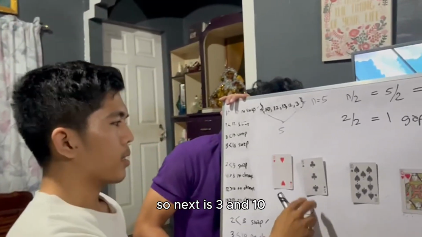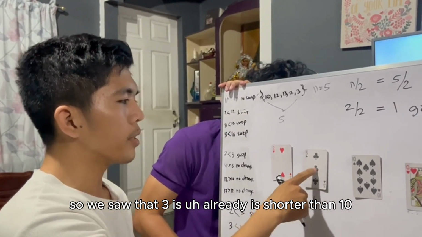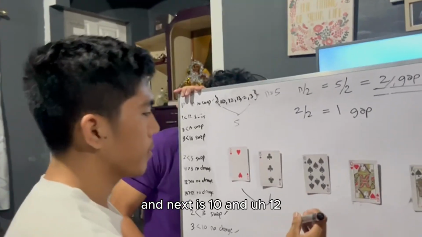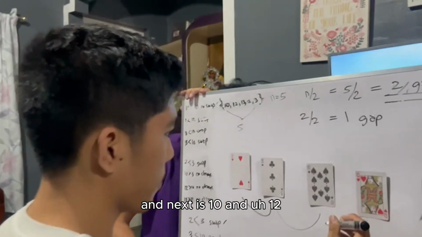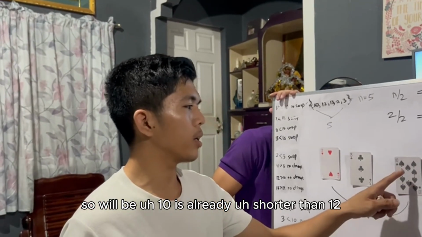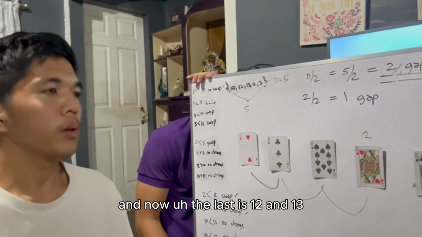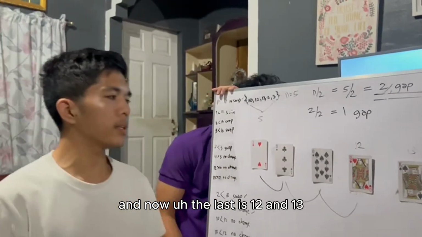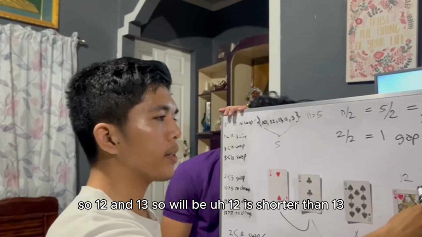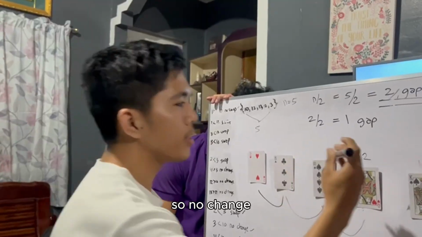Next is 3 and 10. We see that 3 is already smaller than 10, so no swap. And next is 10 and 12. 10 is already smaller than 12, so no change. And the last is 12 and 13. 12 is smaller than 13, so no change.